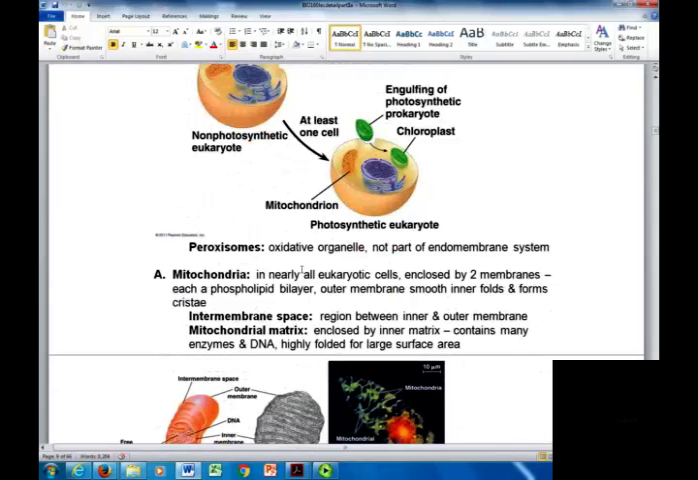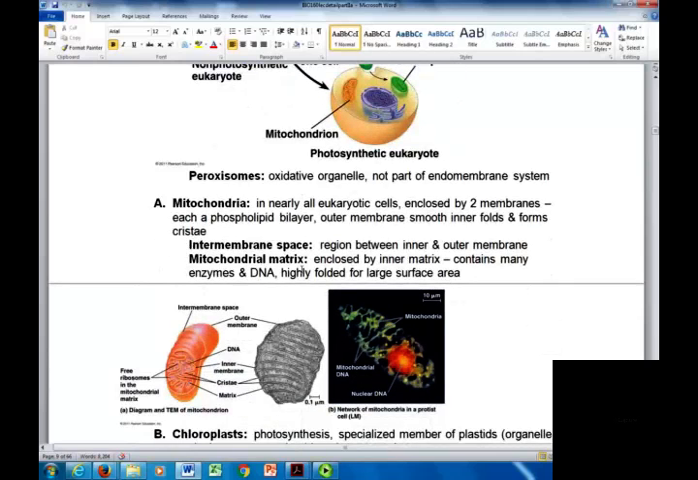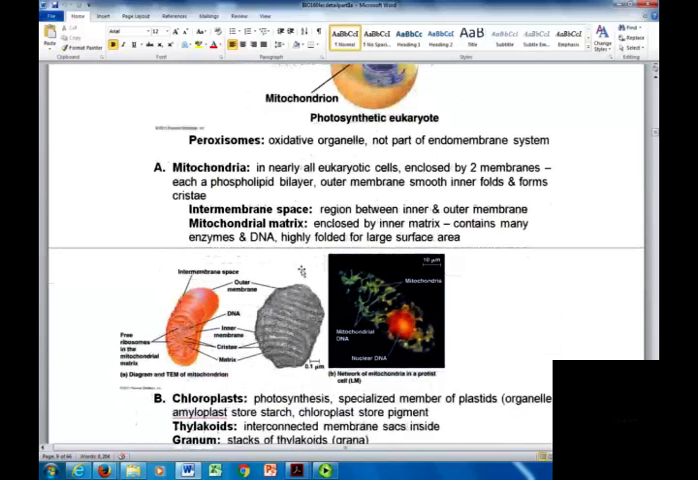Peroxisomes, these are oxidative organelles. They're not part of the endomembrane system either. So the mitochondria, these are present in nearly all eukaryotic cells. It's enclosed by two membranes of phospholipid bilayer. The outer membrane is smooth and the inner folds to form the cristae. So the inner membrane space is the region between the inner and outer membranes. And then the mitochondrial matrix is going to be enclosed by the inner membrane.